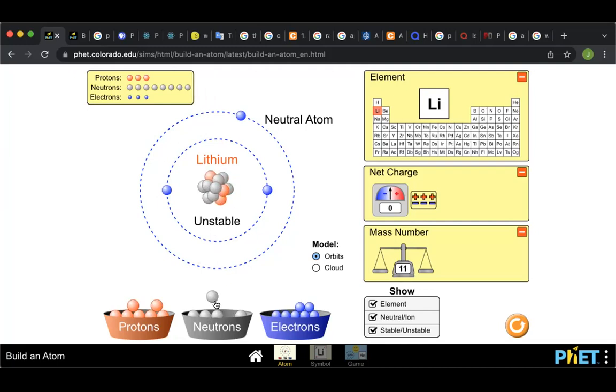If I eliminate neutrons from the lithium atom, look at this. That's a stable atom of lithium. Yeah, 1, 2, 3, 4 neutrons, 3 protons, and 3 electrons. That's a neutral atom, and it's represented on the periodic table. If I aggregate a neutron here, that will form an unstable atom of lithium, right? That means the lithium will be radioactive.